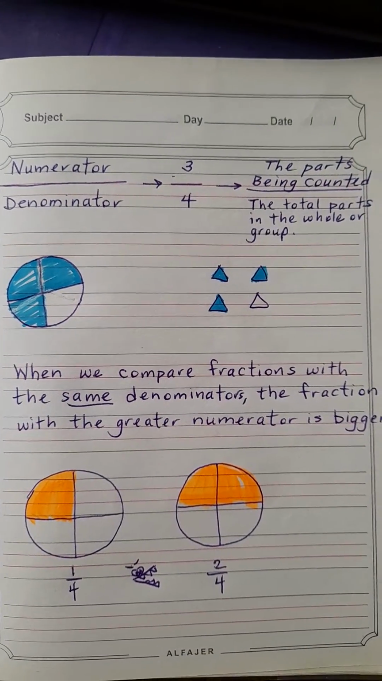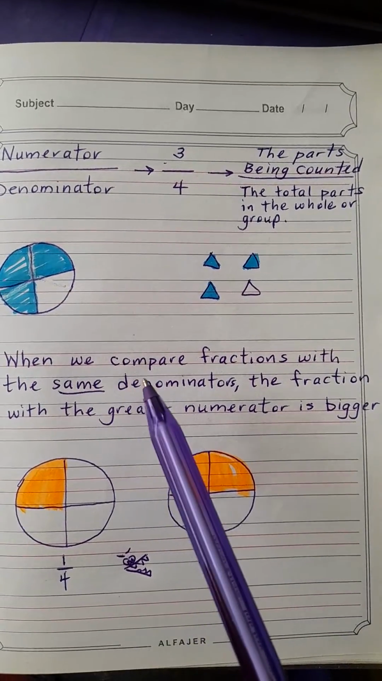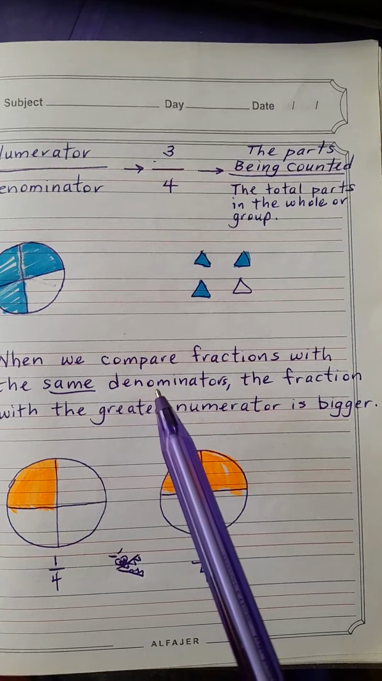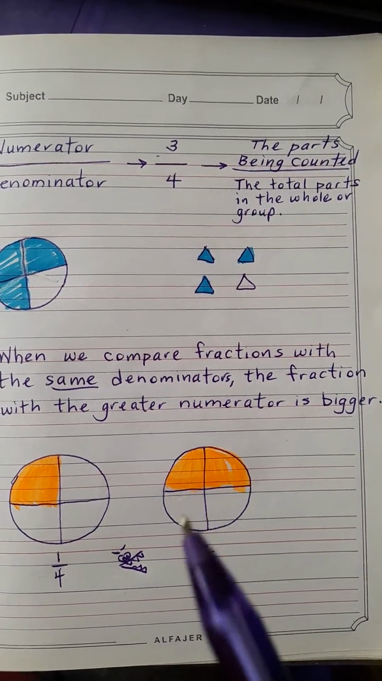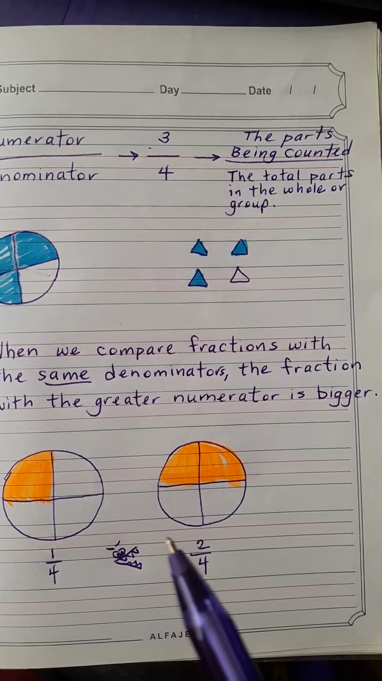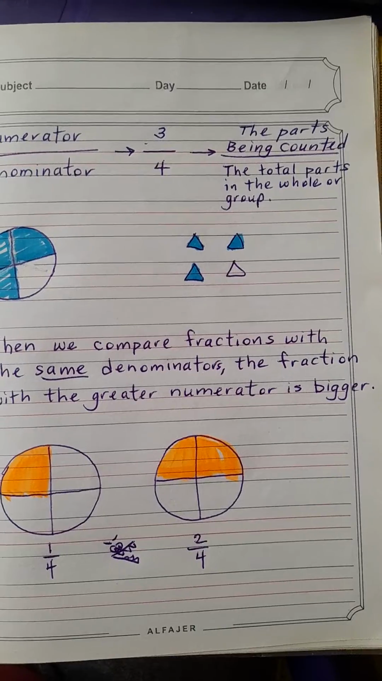So remember, when we compare fractions that have the same amount of parts available, the same denominator, the fraction with the greater numerator, the one on the top, it's the bigger fraction. So let's remember that, and we'll have some examples.